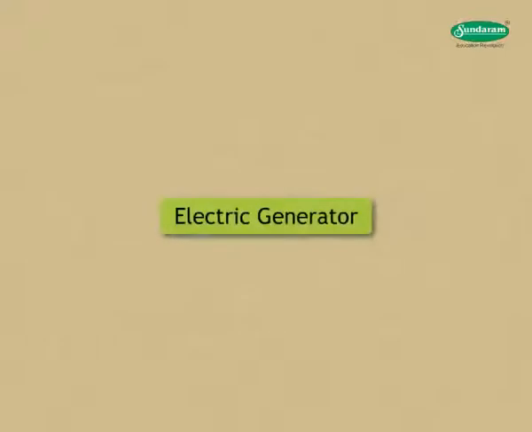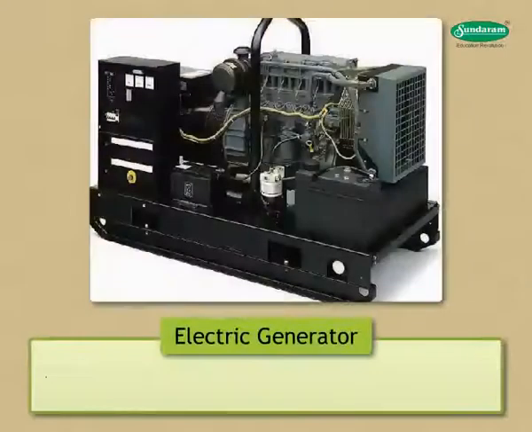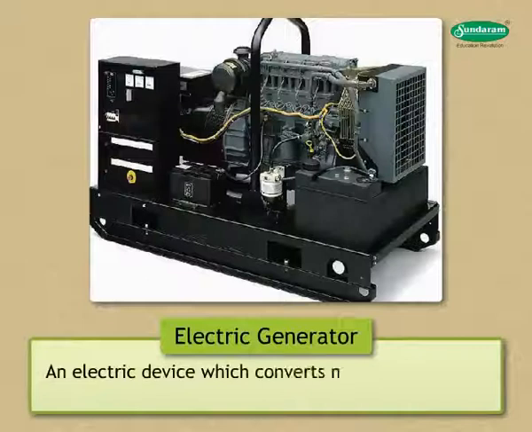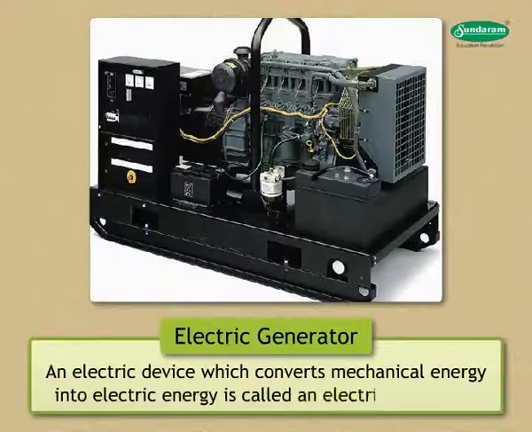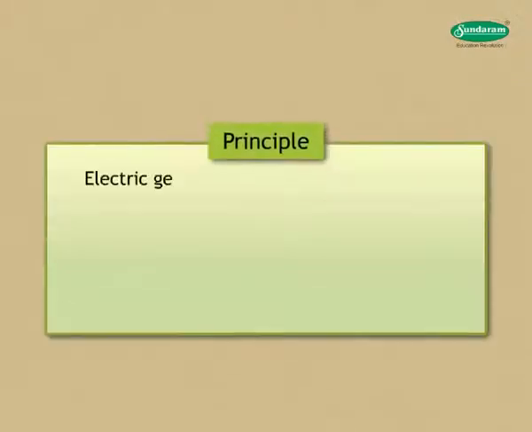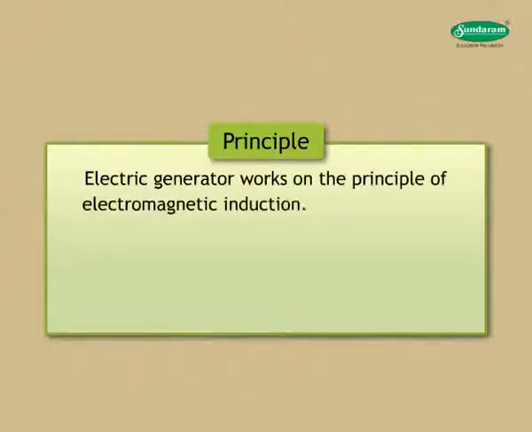Let us study about electric generator. An electric device which converts mechanical energy into electric energy is called an electric generator. Principle: electric generator works on the principle of electromagnetic induction.